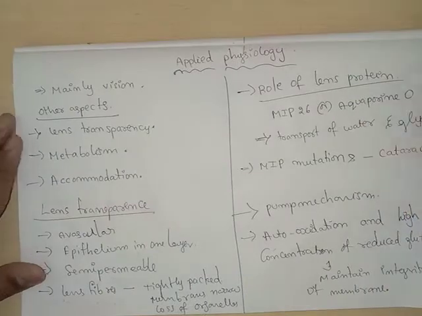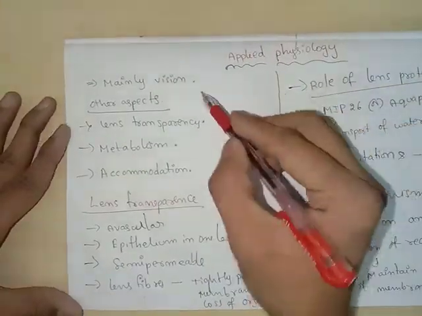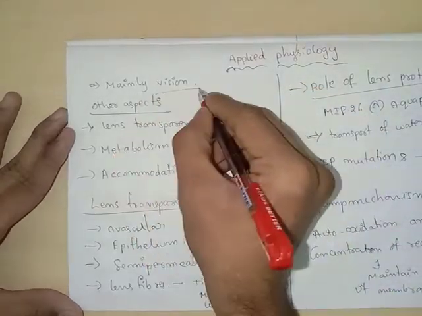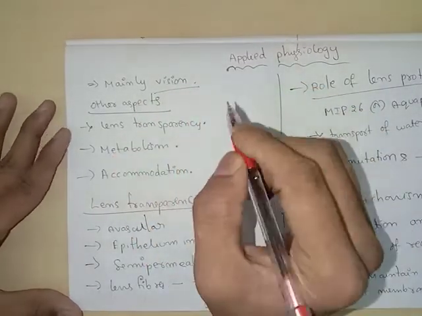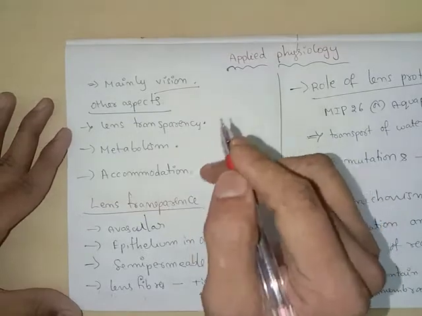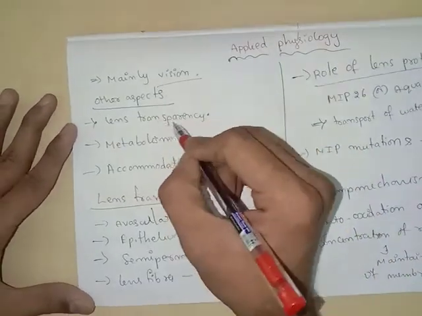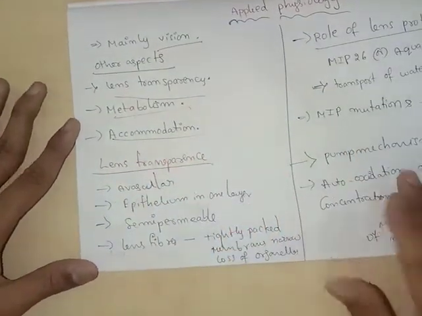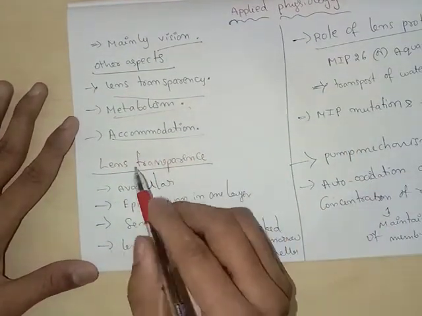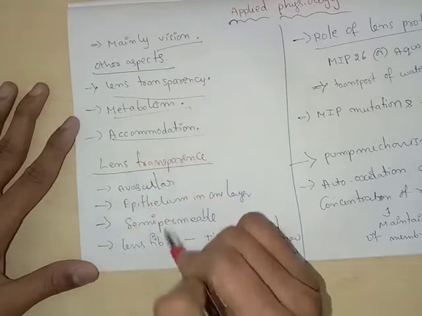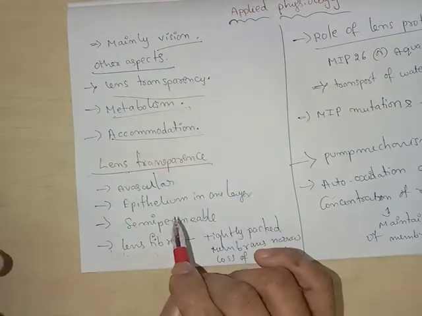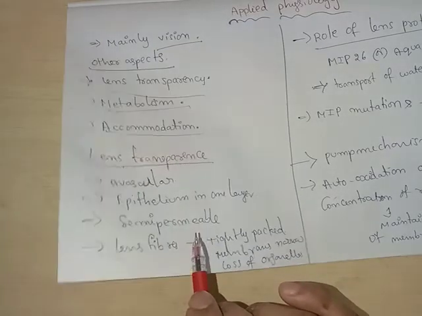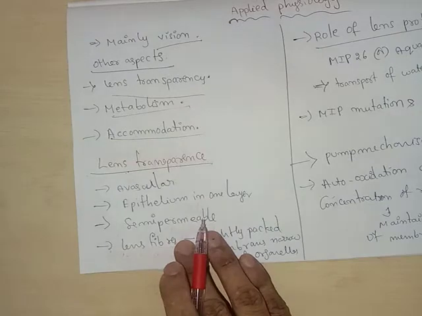Now we go to the applied physiology. Mainly the lens role is vision. Along with that, there are other aspects: lens transparency, metabolism, accommodation, and reflex. Now, lens transparency. What are the factors involved in the transparency of the lens?